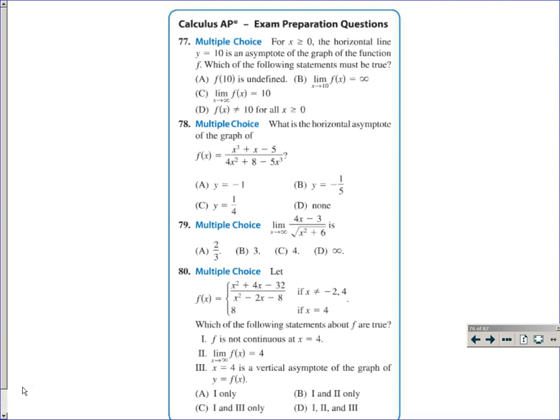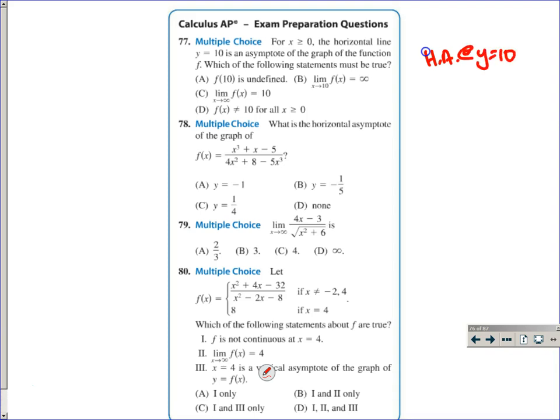Which of these would you guys say was the hardest one? 77. 77? How many of you guys would agree with that? Let me see, just real quick. Wow. Who thinks 78 is the hardest? 79? 80? Okay. So we'll see if you guys are right, or if any of them tricked you. Number 77. We have an HA at y equals 10.